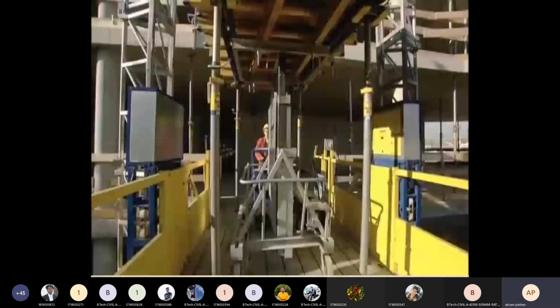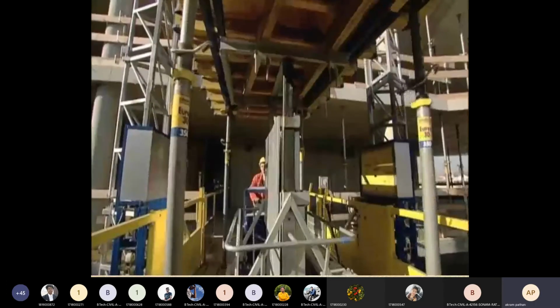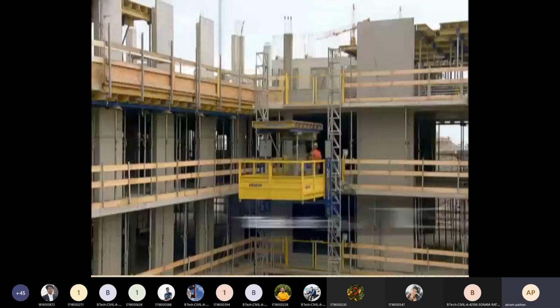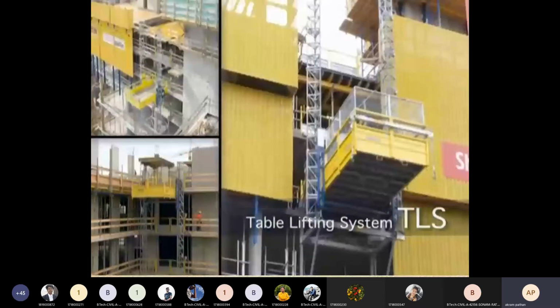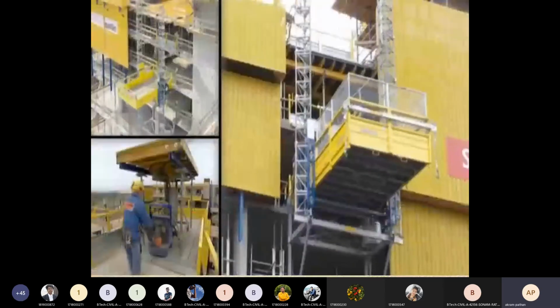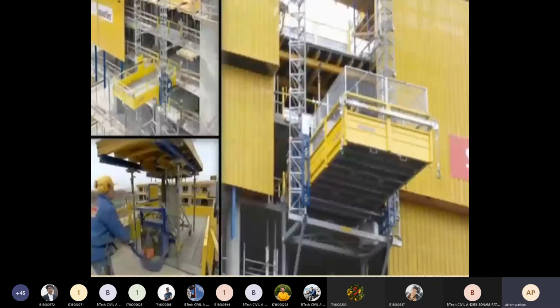When it comes to lifting and repositioning table forms without a crane and in any weather, Doka has the perfect solution: the Table Lifting System, TLS. This can make all the difference between meeting or missing the tight deadlines at your site, with all that this means for your company's bottom line.